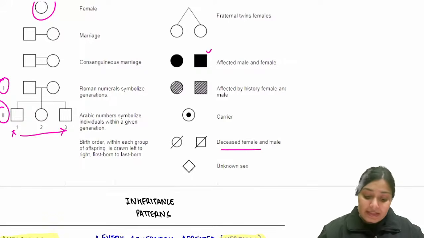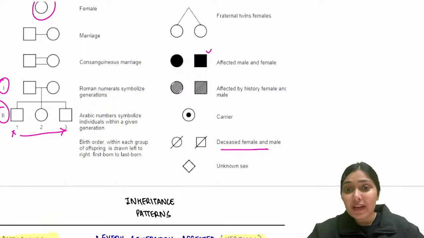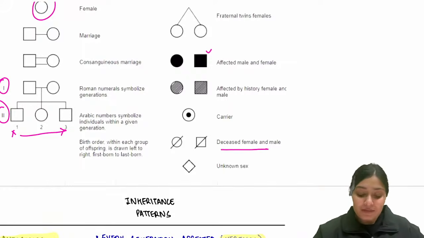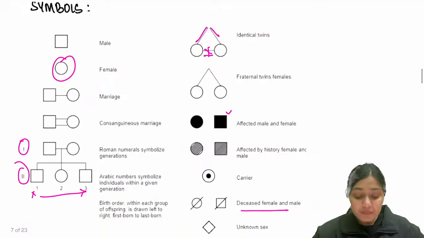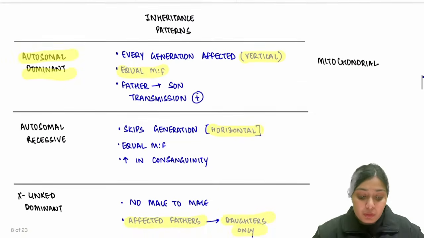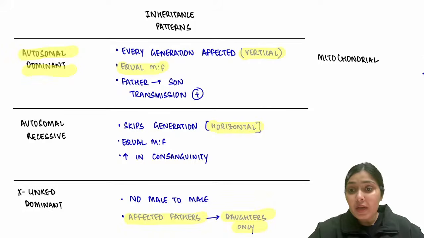If it is a deceased male or female, we cross or strike it out. And for unknown sex, we make a diamond. So these are the basics of pedigree that you should know. Now let's move on to the questions that they're going to ask in the exam.